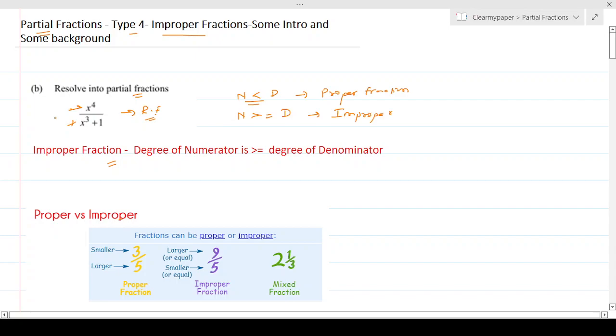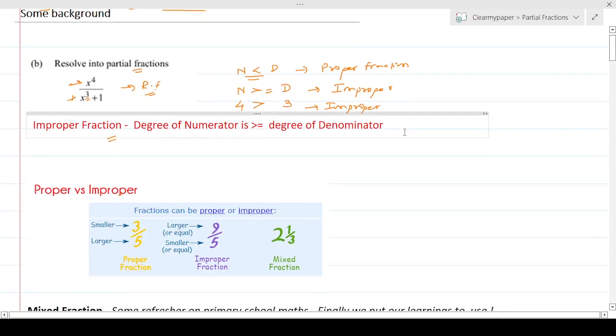If you see this example, which is what we will solve in the next episode or so, the degree of the numerator is 4 and the degree of the denominator, for x, is 3. Since 4 is greater than 3, this becomes an improper fraction. We have done that, so we are good so far.